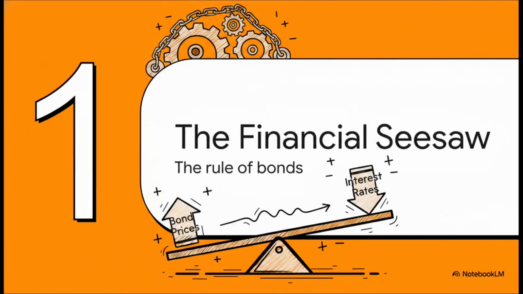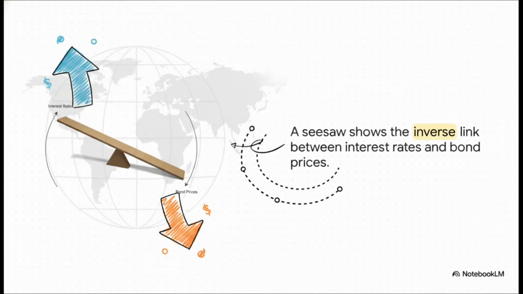Okay, first things first, we have to start with the bedrock of the bond market, because everything else we're going to talk about today is built on one simple but super powerful inverse relationship. And this image is the perfect way to picture it. Seriously, just lock this seesaw into your brain. On one side, you have interest rates. On the other, the price of a bond that's already out there. And the rule is simple. When one side goes up, the other has to come down. It's a law of financial gravity.